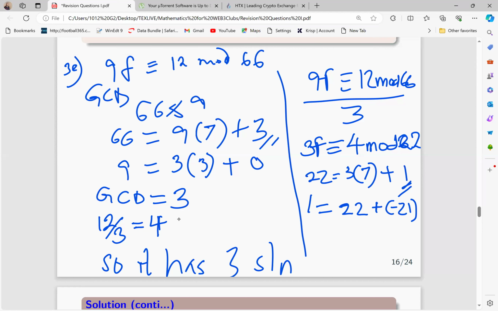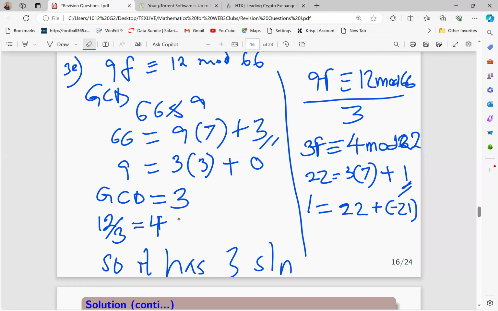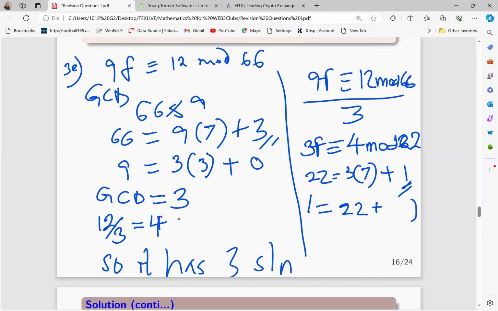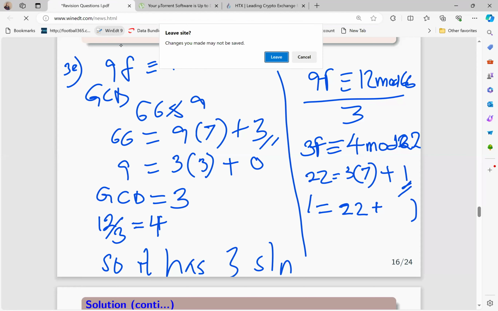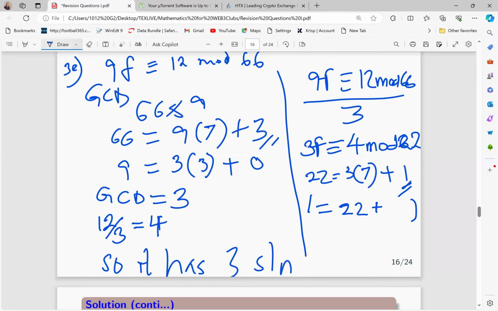Now, let me assist you. So you don't multiply. Just leave them the way they are, because what we want is to find a number which you multiply by 3 that gives you 4. That's what we want to get. So you want to get a number which you multiply by 3, and it gives you 4.